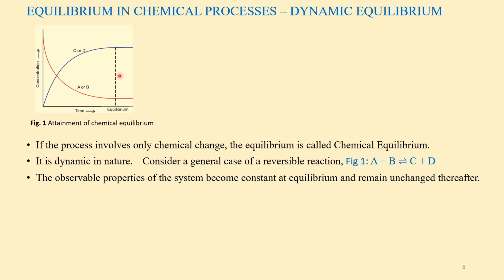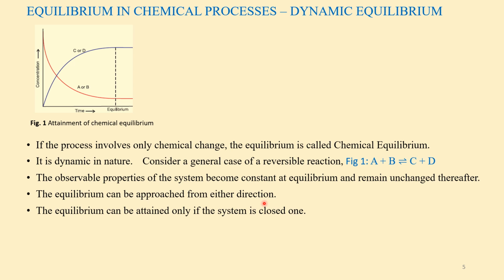At this stage, the observable properties of the system become constant at equilibrium and remain unchanged. So this is the equilibrium point of both reactants and products. The equilibrium can be approached from either direction. That is, we can start from the products C and D and reach the reactants A plus B. Hence, the equilibrium can be approached from either direction. The equilibrium can be attained only if the system is closed. Please underline: only if the system is closed.